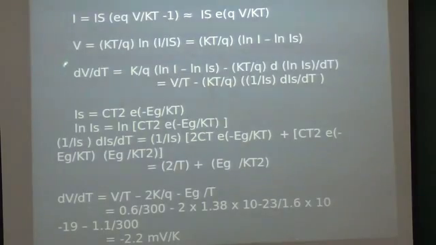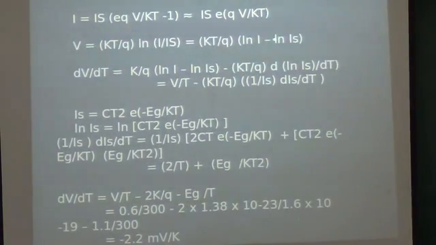If you differentiate dV over dT, we are differentiating with respect to the temperature. So we have a temperature here and we have a temperature here also, because IS, the reverse saturation current, is also a function of temperature. Capital I, the current through the diode, is constant. So we differentiate: this is the first term and this is the second term, that is the differentiation of the natural log of the saturation current. I in our case is constant. We can write it like this.